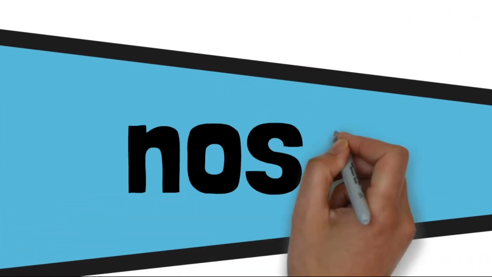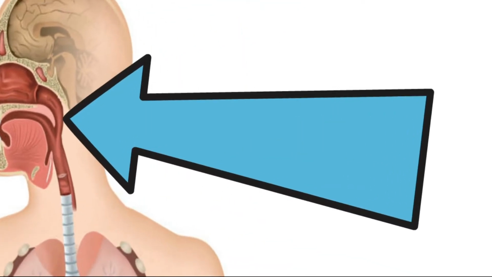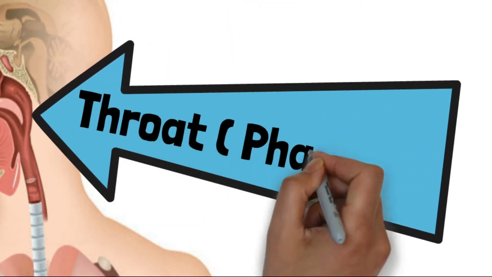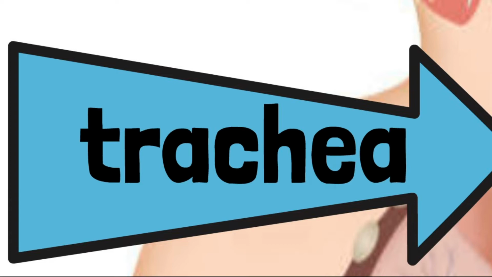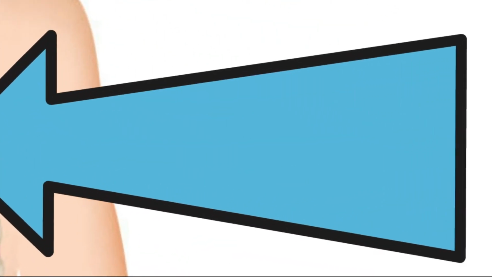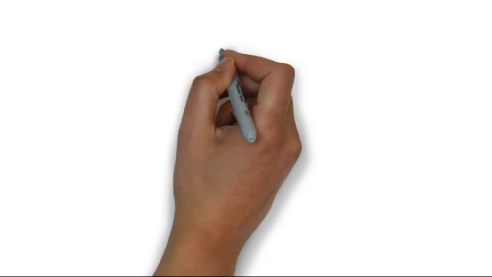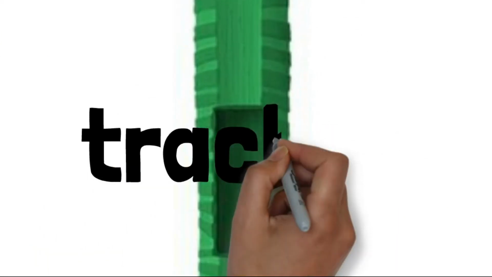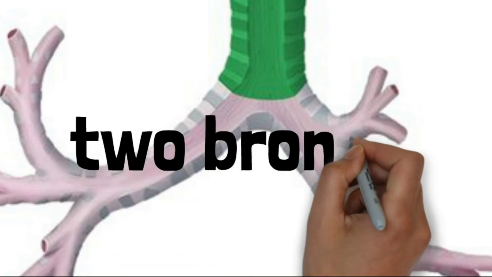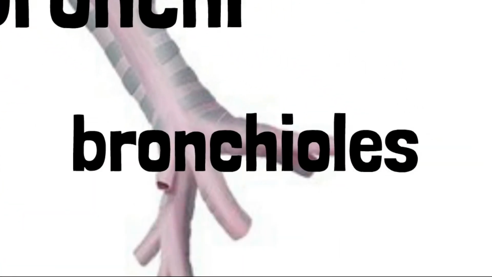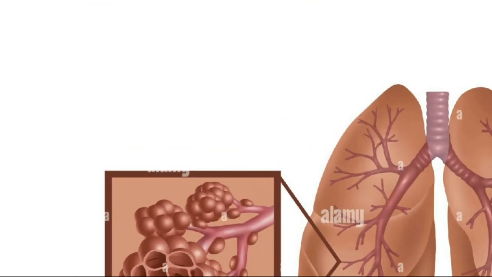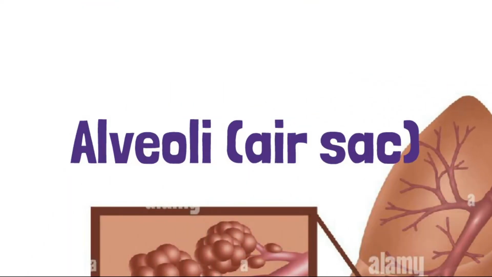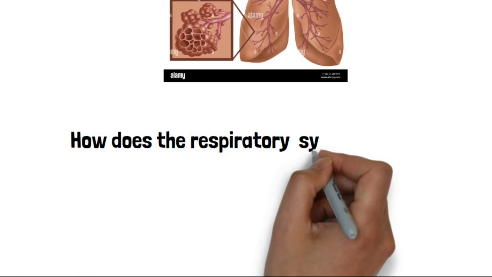The respiratory system starts with the nose or mouth. After that, the pharynx or throat. After the throat, there is the trachea. The trachea branches into two branches, and after the trachea there are two lungs. Look at the trachea. The trachea branches into two bronchi. The two bronchi branch into small parts like a tree, which are called bronchioles. At the end of the bronchioles, there are small holes filled with air, called alveoli or air sacs.